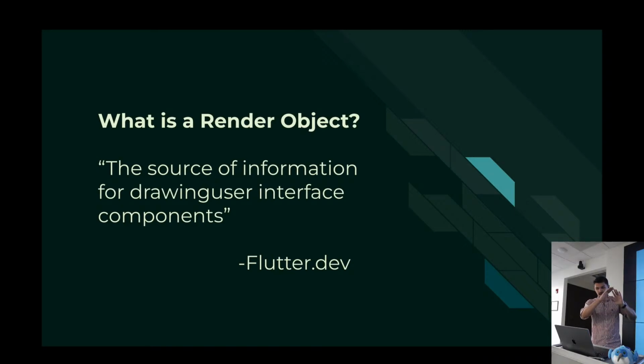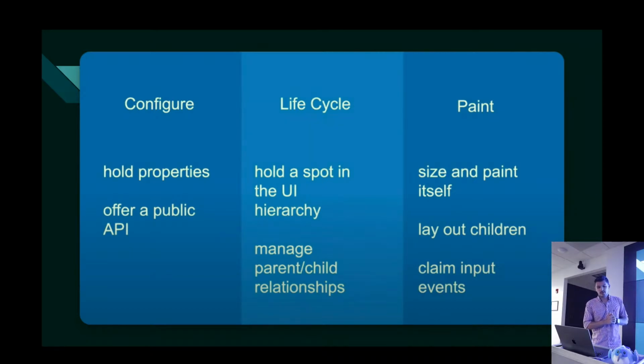A lot of the graphics I've taken from flutter.dev, so we'll walk through this whole process of how UI actually gets rendered out on the screen. First, let's look at the 3 sections. We have the configure. This is basically your widget tree, and it is meant to hold properties and offer a public API that we're able to interact with. The middle is the lifecycle, or the elements. This is to hold a spot in the UI hierarchy and manage parent and child relationships. And then lastly, you have the paint, or the render objects. This is to size and paint itself, lay out children, and also to claim any input events.